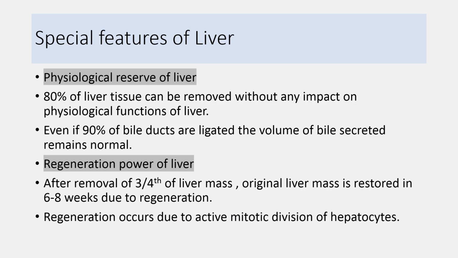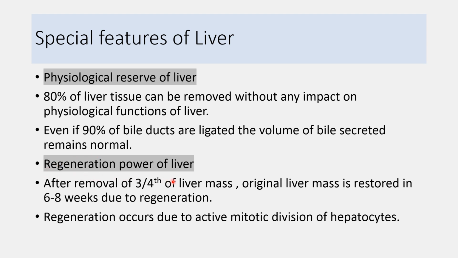The liver also has some special features, like physiological reserve of the liver. For example, 80% of the liver tissue can be removed without any impact on the physiological functions of the liver. And even if 90% of the bile ducts are ligated, the volume of bile secreted remains normal. So even if the majority of the liver is destroyed by liver disease, the remaining portion can perform the normal physiological function when 20% of the liver tissue is normal.